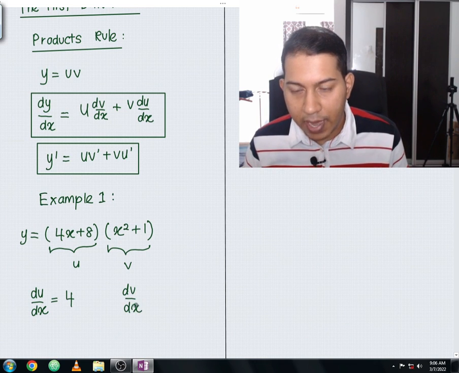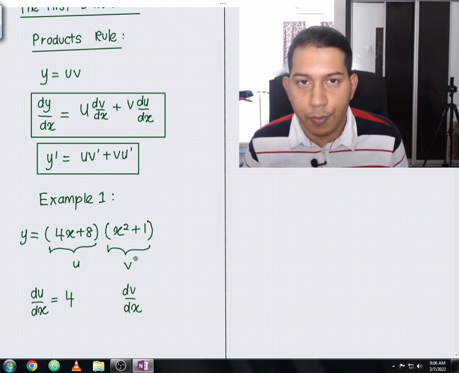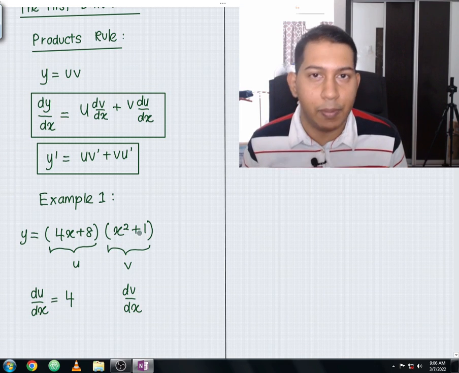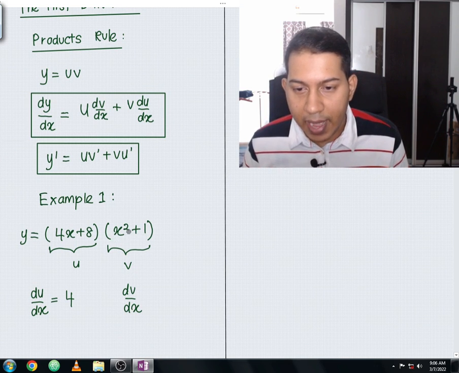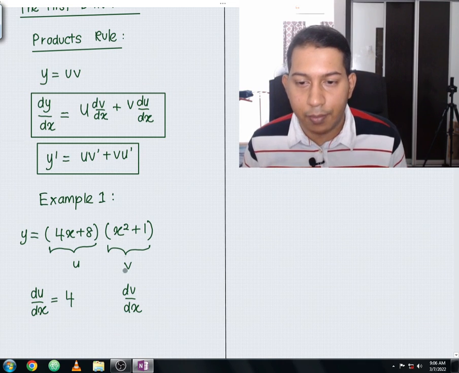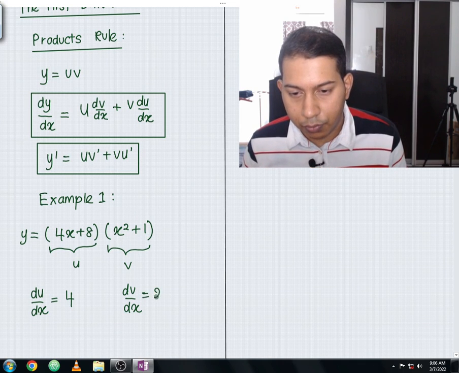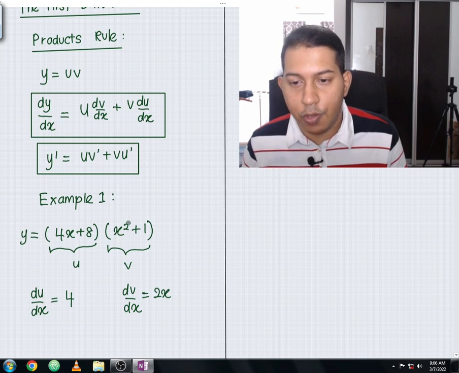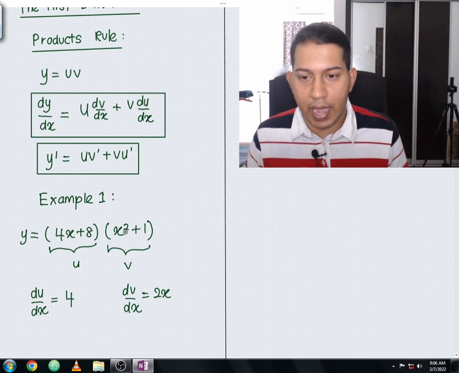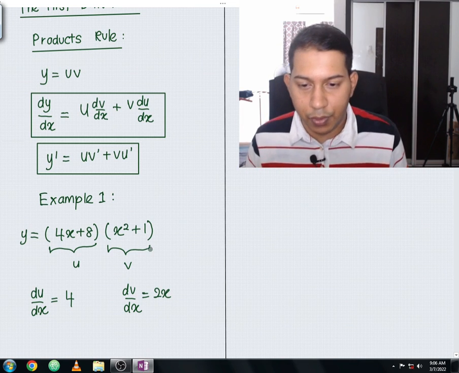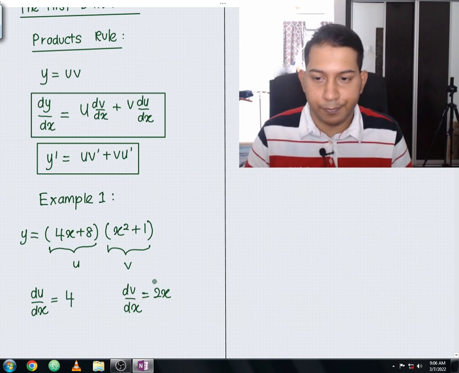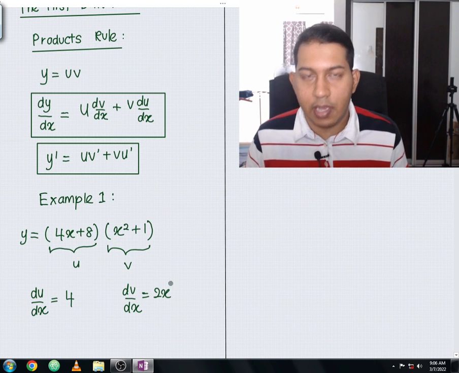So dv over dx, take a look at the v term here. You have x squared plus 1. You differentiate x squared plus 1, so you get 2x. The 2 you move in front, and the power 2 you minus with 1. So that's how you get 2x over here. This is technically your step 2.